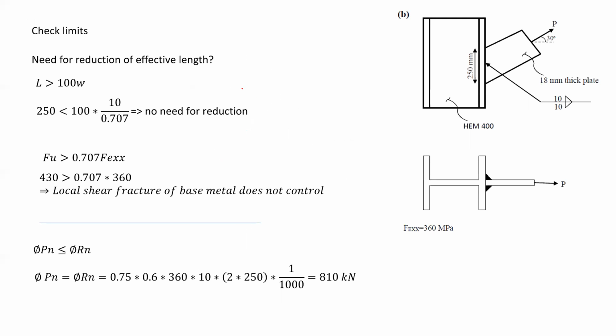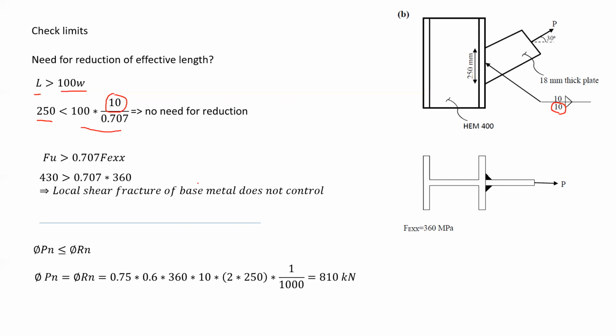So first thing I'm going to check now, I will check if there is need for reduction of effective length. So if we consider the length of the welds, it's 250 millimeters. If we consider 100 W, now it was given to me in the problem that here the fillet width is equal to 10 millimeters, therefore this value is A. And to convert it to W, I will divide by 0.707. And obviously the 250 is less than this value. Therefore there is no need for reduction of the effective length.